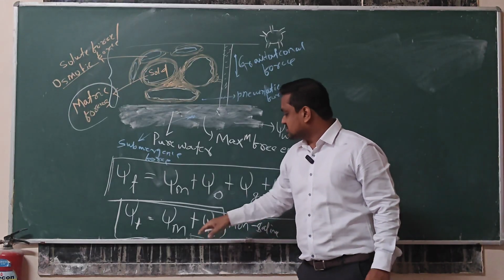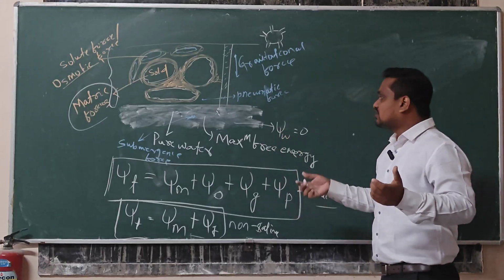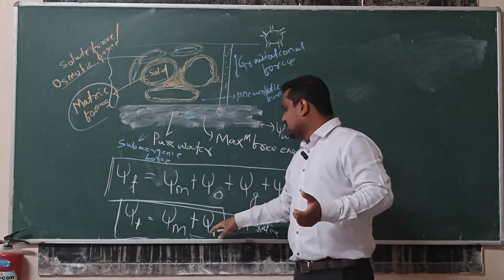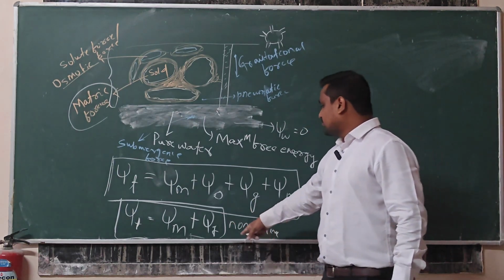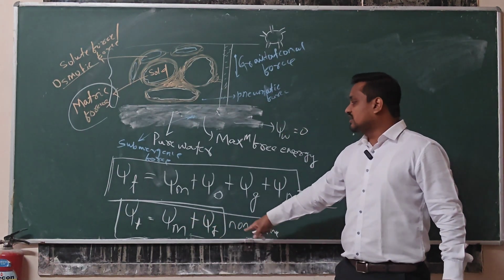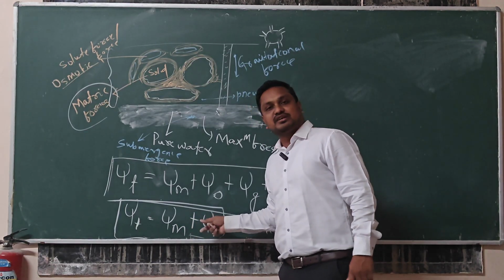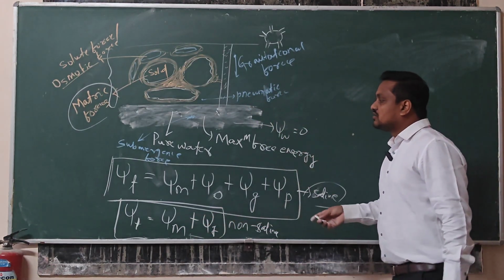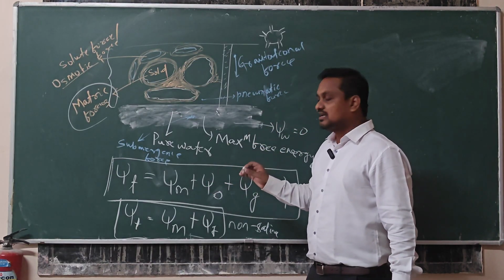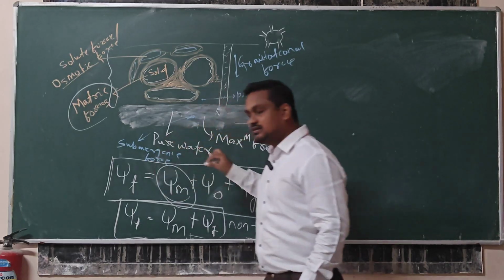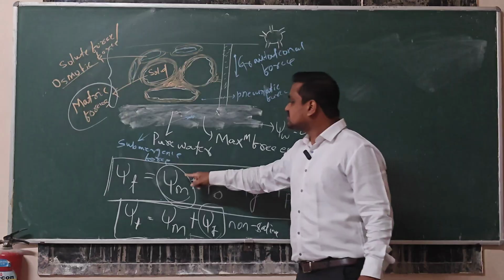Normally we consider this. I am neglecting here the pressure potential because of the subatmospheric pressure, and the submergence potential, just to make the calculations easy and for convenience. So the total water potential in non-saline soil is a sum of the matric potential and the gravitational potential. Among these, the most important force or potential acting is the matric potential, because gravitational potential is universal. So this is the most important.